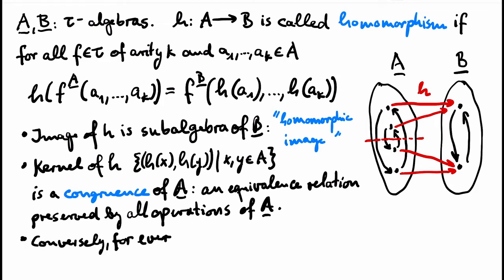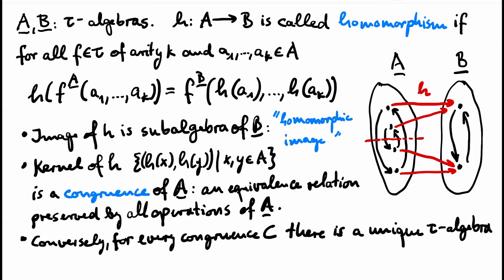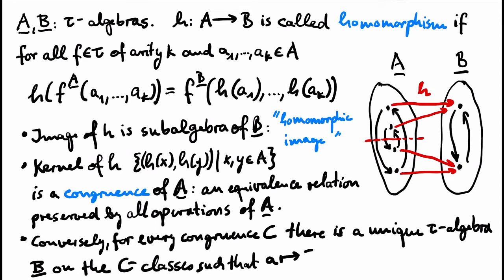Conversely, every congruence of an algebra gives rise to a certain homomorphic image, which is defined on the congruence classes, such that the map that sends an element of A to its congruence class is a homomorphism. Again, this is well visible in our picture.